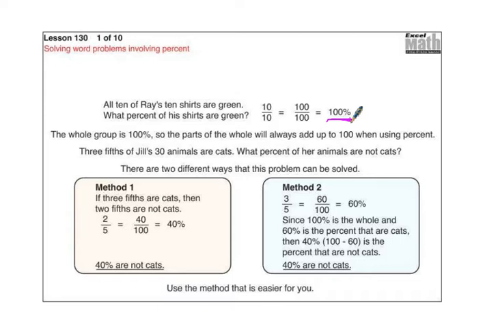3/5 of Jill's 30 animals are cats. What percent of her animals are not cats? There are two different ways to solve this problem. First of all, you need to know that they're giving extraneous information, extra information to try to trick you.